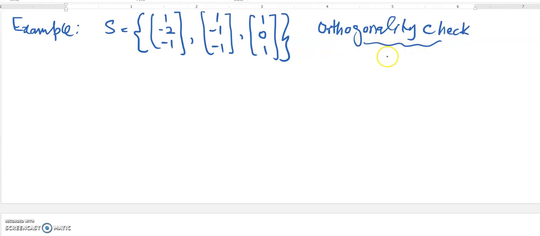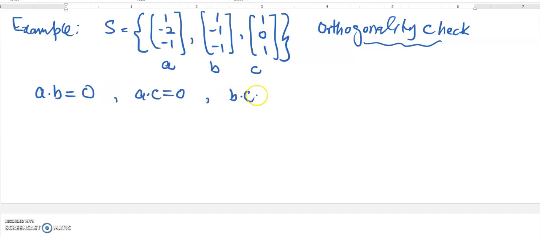The orthogonality check is obtained when we take the dot product of the vectors and the dot product is equal to 0. Say this is set A, this is set B, this is set C. We take A dot B, it should be 0. A dot C should be 0. B dot C should be 0. All the 3 possible combinations should be 0, so we need to check it. If all are 0, then we can say that this is an orthogonal set.